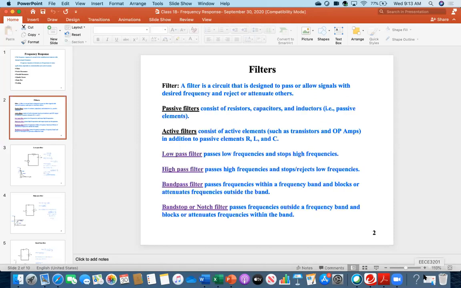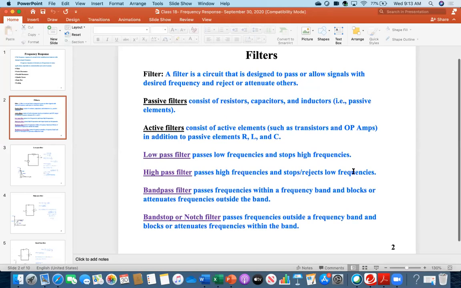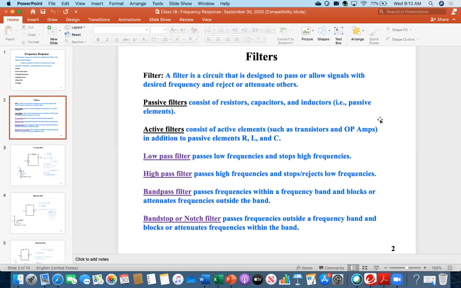Everybody see this slide. Here you see. I think you all know the term filter. Even currently, I think many of you are learning the electronics course 3211, where you might have covered the filter. A filter is a circuit that is designed to pass or allow signals with desired frequency and reject or attenuate others. This means that filtering is like choosing a specific band or a specific signal with a desired frequency, and not allowing the others.